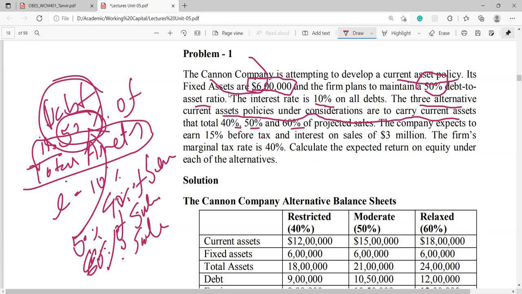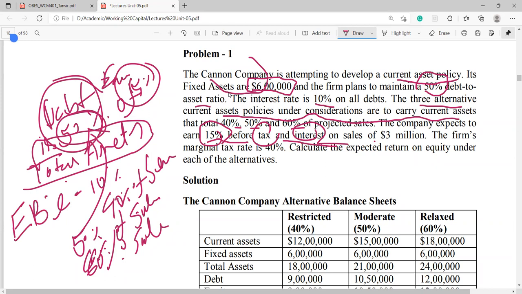We need a little more. What is the tax rate? The company expects to earn 15% before tax and interest. So before paying interest and tax, this is called EBIT. Can you remember that? EBIT, earning before interest and tax. So earning before interest and tax is 15%.